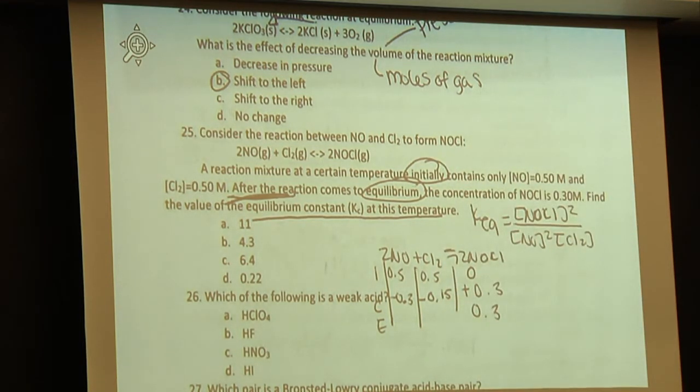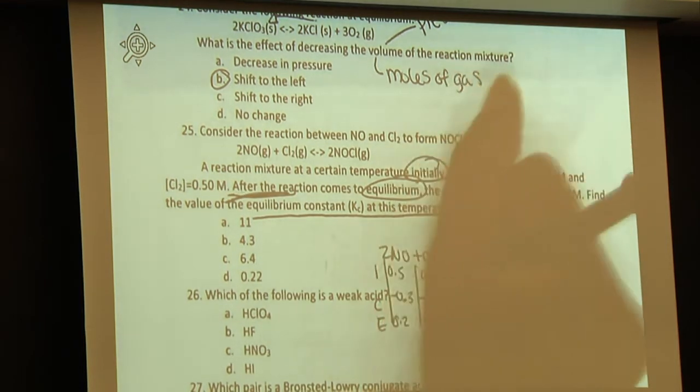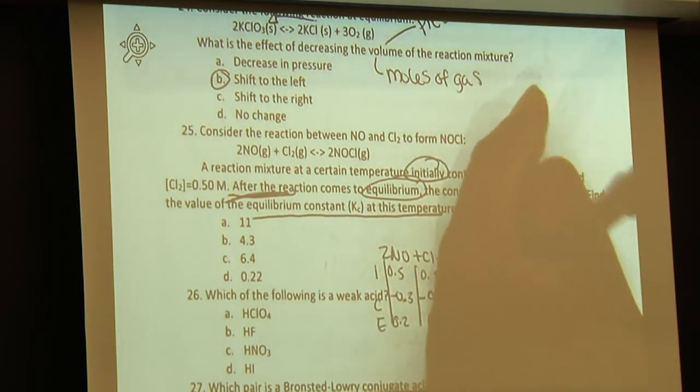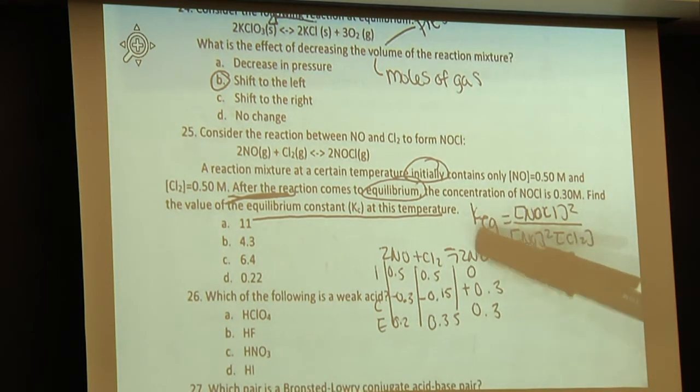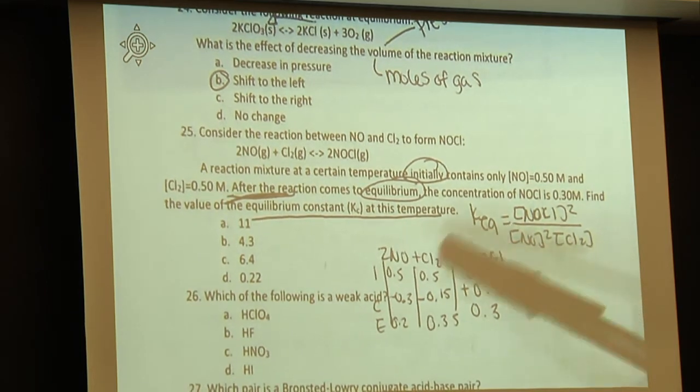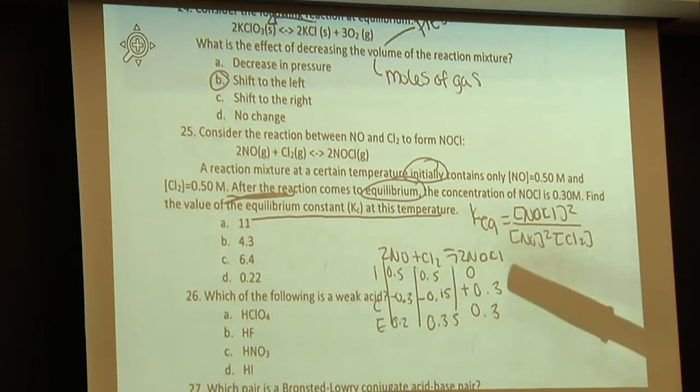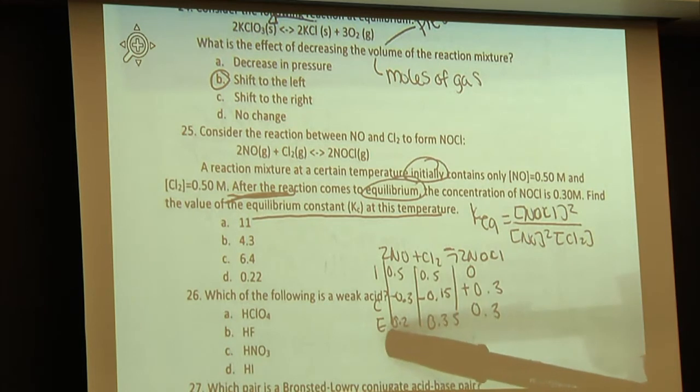Oh, I think I wrote this out wrong. 25. Oh, no, I didn't. Okay. So you should have 0.2 and then 0.35. 0.3? I know, I'm trying to explain. 0.3 is the change for NOCl, but that's a 2 for the moles, and it's 1 for Cl2. So if you're going from 2 to 1, you're going to half it. So that's where I got negative 0.15.